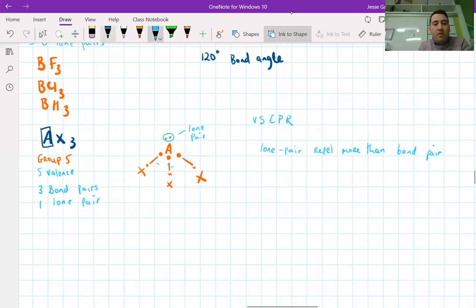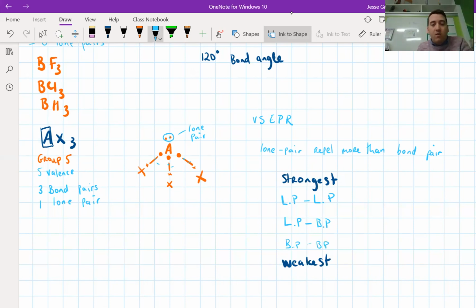So the strongest type of repulsion in VSEPR theory versus the weakest, the strongest type is if we have 2 lone pairs, LP, LP. Those will repel each other the most, lone pair, lone pair. The next strongest repulsion is a lone pair against a bond pair. And finally, the weakest is 2 bond pairs. So bond pairs will repel each other the least. Lone pairs repel bond pairs more. Lone pairs repel lone pairs even more than that.